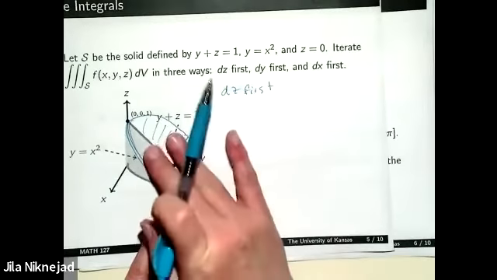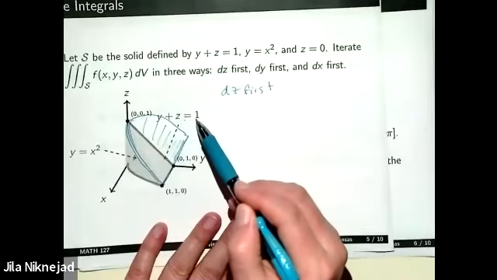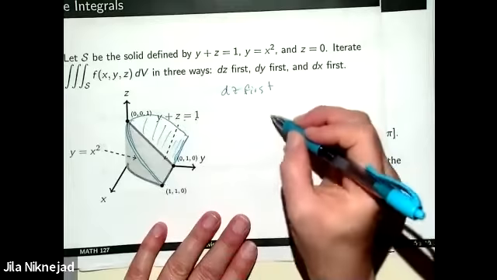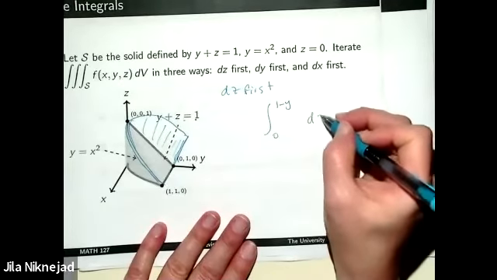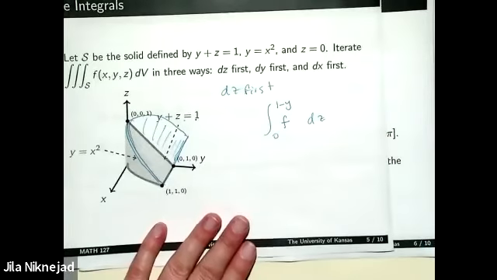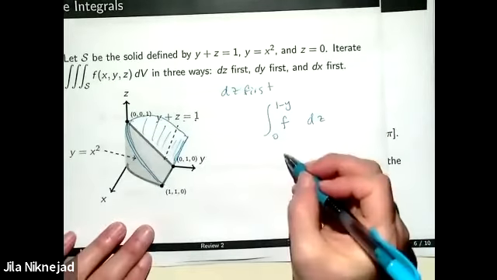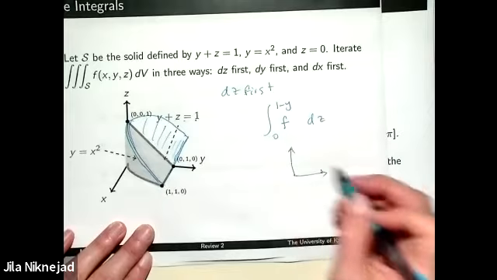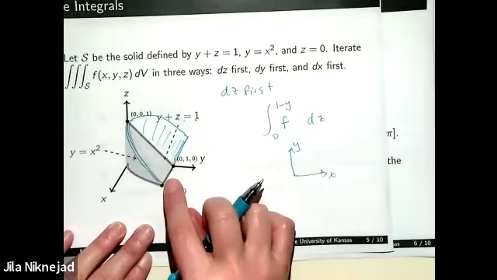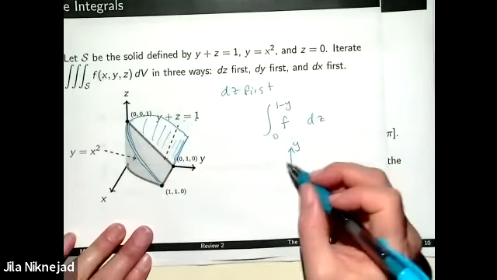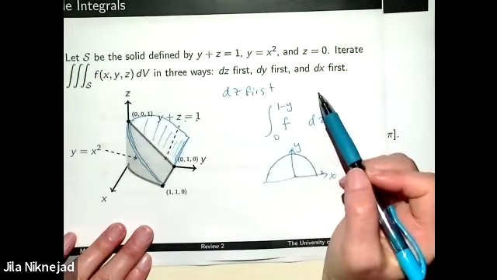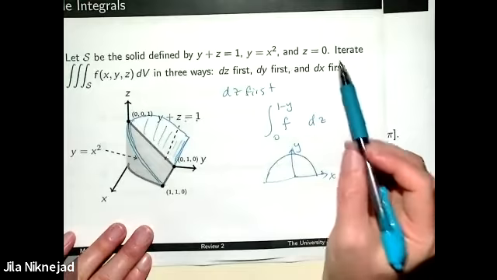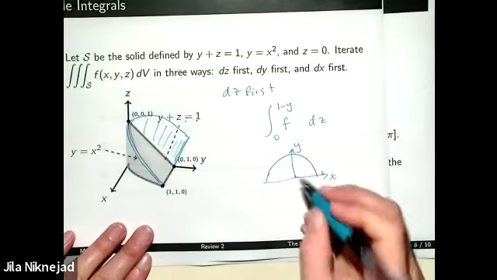So dz first, I'm going to start. I see that the top surface is just y plus z equal to 1. Do not intersect, just solve for z. Z is going to be 0 to 1 minus y. Then I can see that the projection on the xy plane is just y equal to x squared.